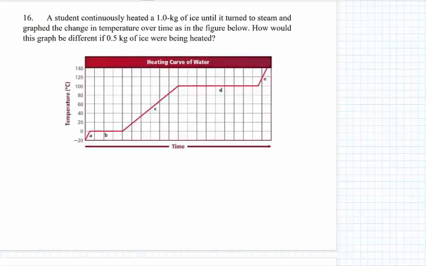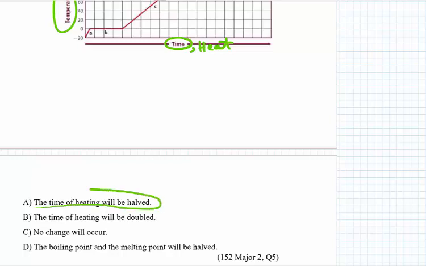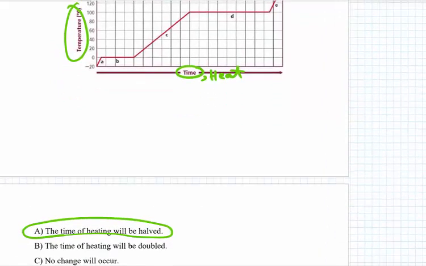A student continuously heated 1 kilogram of ice until it turned to steam, and graphed the changes in temperature over time as in the figure below. How would this graph differ if only 0.5 kilogram of ice were being heated? There will be no change in the temperature. Temperature is the same, but the time differs, they call it the heat given to the system. The heat will be half of the heat required for the 1 kilogram. So I would choose the time of heating will be half. Okay, so we will need half of the time required for the full 1 kilogram.